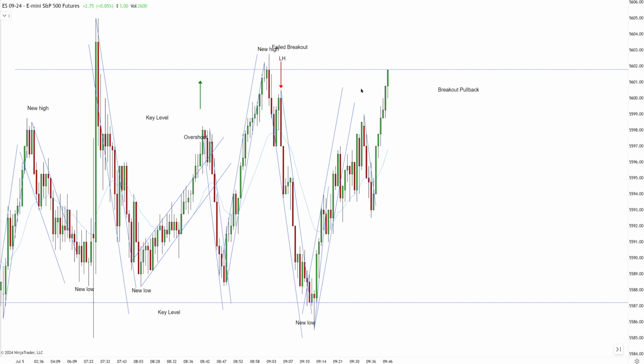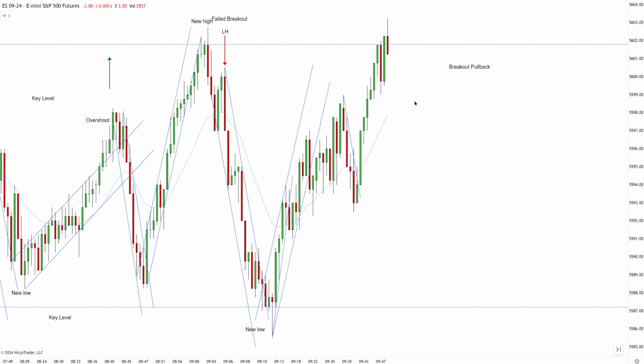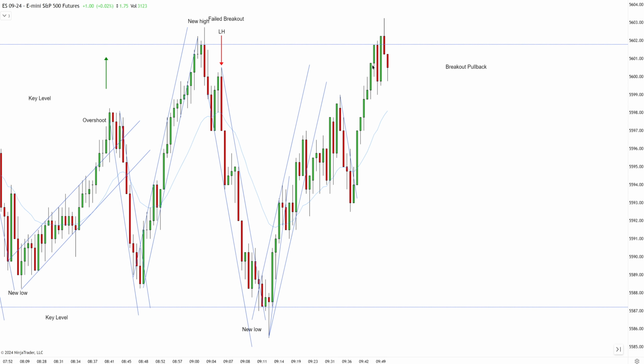I have a lot of confirmations. Let's see what's going to happen. And now we have a new low first entry short, pullback, second entry short. The uptrend played out with the break and the new extreme.